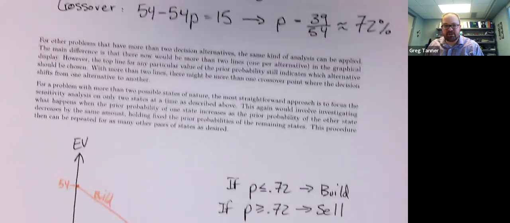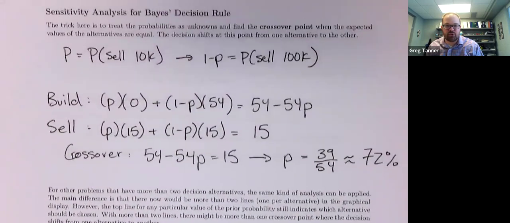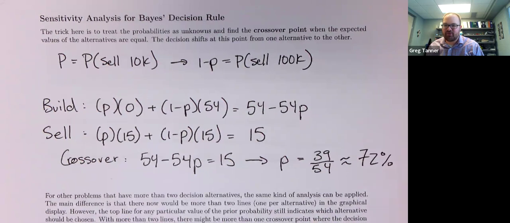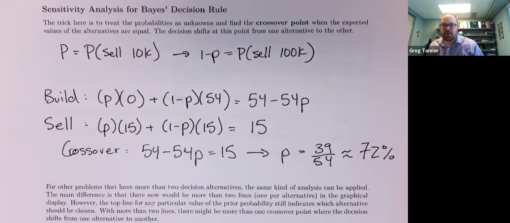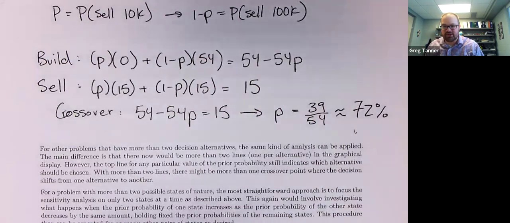So that's sensitivity analysis for Bayes' decision rule. It can give you easier decision-making criteria of, do you think it's more or less than the crossover point?